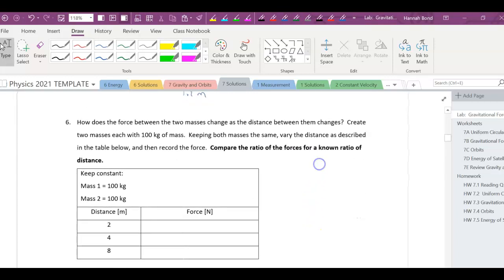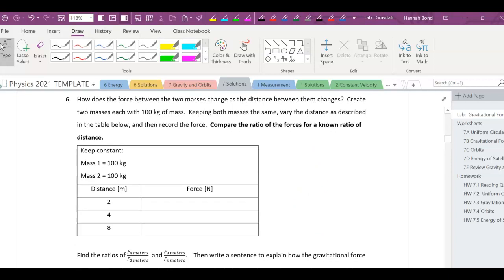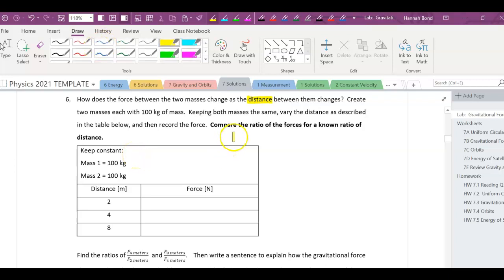Okay? Then I want to try to understand how that force, the gravitational force, changes and how it depends on different factors. So first I'm going to look at how the force between those two masses changes as the distance between them changes. So I'm looking at the effect of distance. And so it says create two masses that each have 100 kilograms. Okay, I've done that. Then it says keeping both masses the same, let's change the distance between them, and then we're going to write down the amount of force.